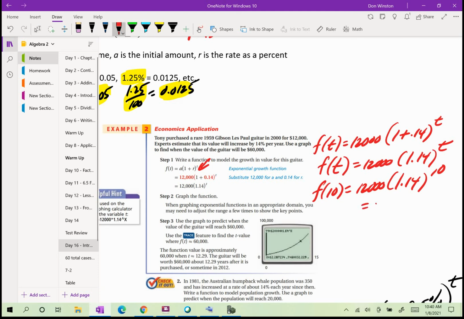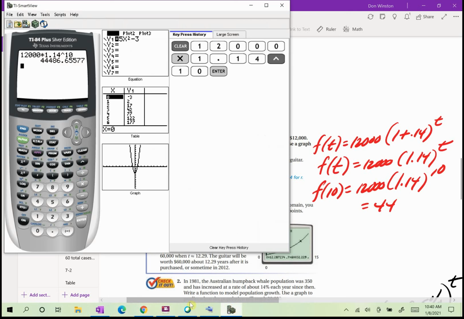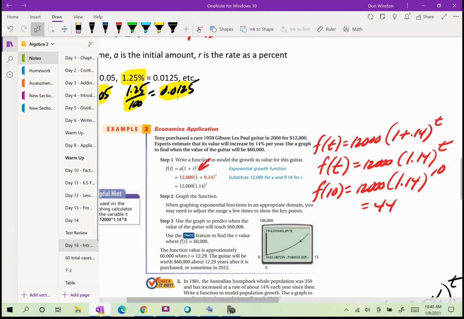About $44,486. Okay, but we want to know, when is the value of the guitar going to be about $60,000? So what I'll do is I'll use decimals to do this here. I'll show you how to do this using decimals.